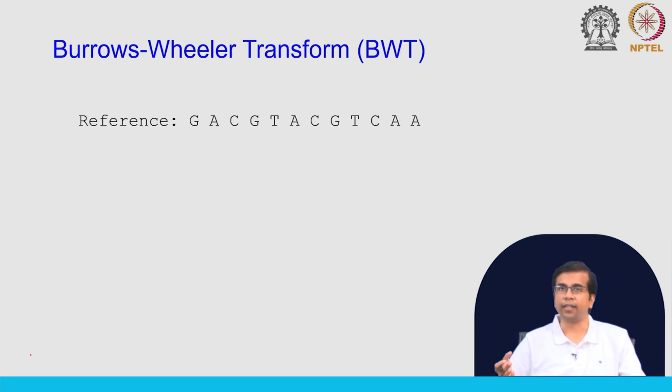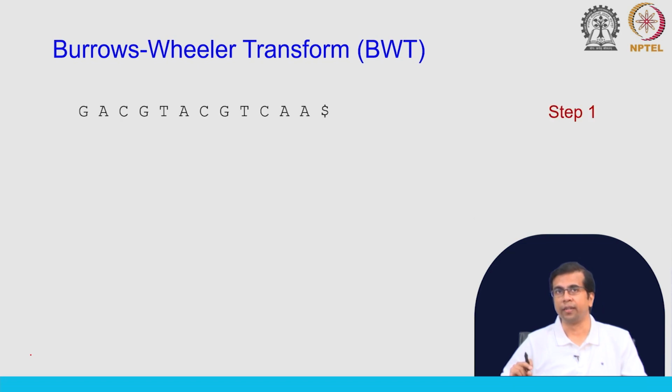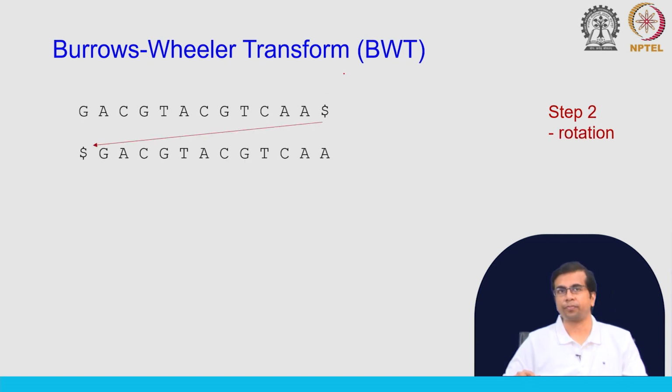So, let us take an example. Here is the reference sequence we have taken. So, we have these bases. Step 1 is add $, and that is what we have done here. We have added this $ at the end. The next step is the rotation of the strings. The first rotation, imagine you are rotating in the clockwise direction, or anti-clockwise, in one direction.